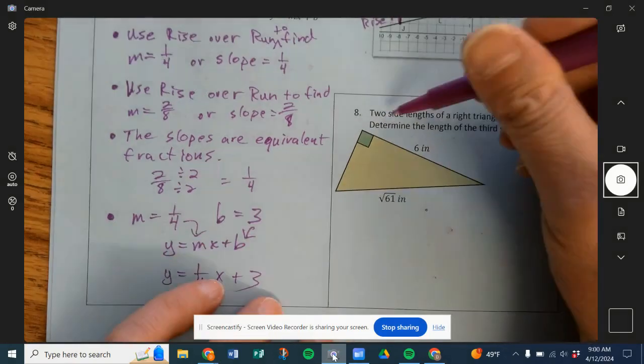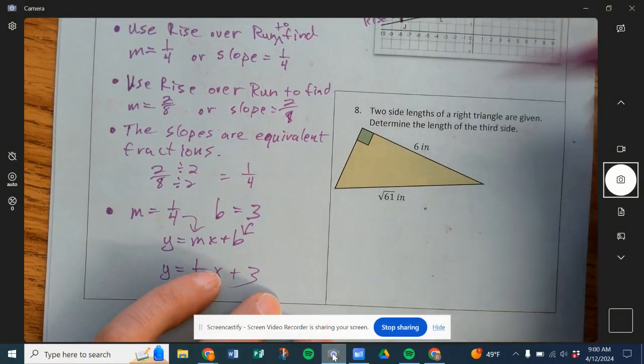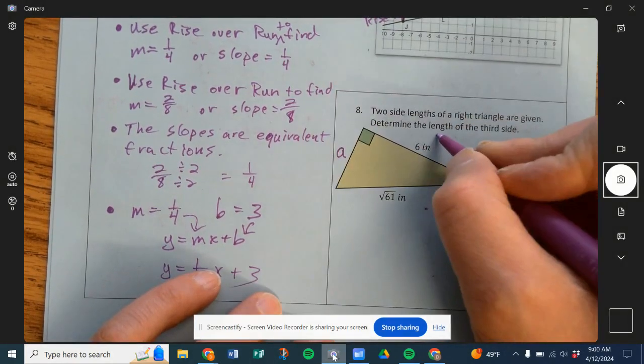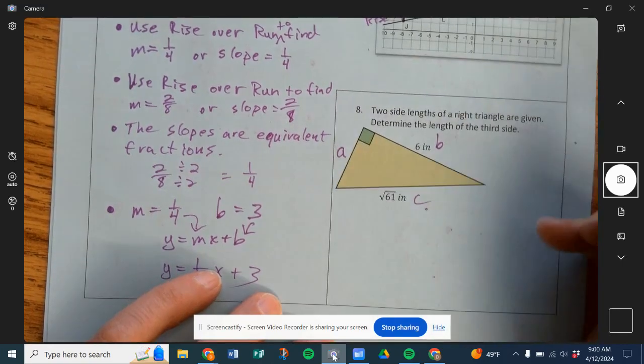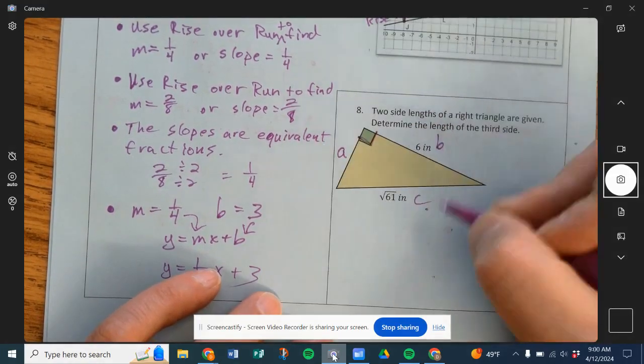There you go. Two sides of a right triangle are given. Determine the length of the third side. This is my short side, I'm going to call it A. Medium length side is B. Long side is C. Okay, again, if you're like, how did he do that? How do you know the long side is C?